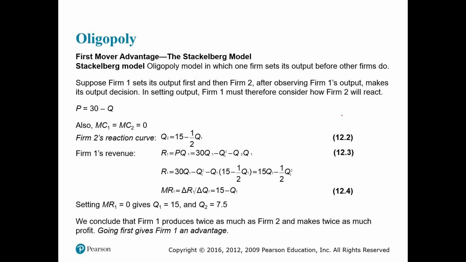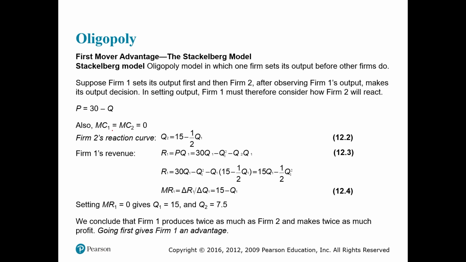So we first discussed the Cournot model, in which the firms are deciding simultaneously. Now the second model, the Stackelberg model, is one in which the firms are deciding sequentially. Suppose firm 1 sets its output, and then firm 2, after observing firm 1's output, makes its output decision. In setting output, firm 1 must therefore consider how much firm 2 will react. So we see here this is our first reaction function, and this is our second reaction function. The firm's revenue is 30Q1 minus Q1 square minus Q2Q1, and we plug in firm 2's output as a reaction function here, and then we solve it.